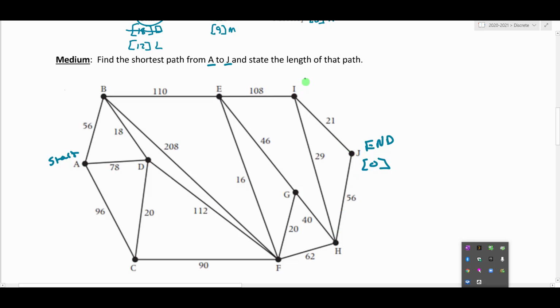So I'm going to come up here to I. All right, I is 21 away. All right, 0 plus 21 is 21. 0 plus 56 is 56. And this is coming from J. J is done. All right, now we go to the shortest one, which is the 21. Okay, one edge goes back to J, so I don't want to do that one. I do this one, 21 plus 29, that is 50, right? And that's shorter, so I'm going to replace it.